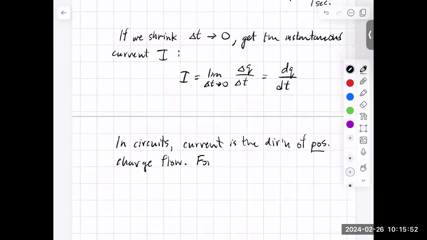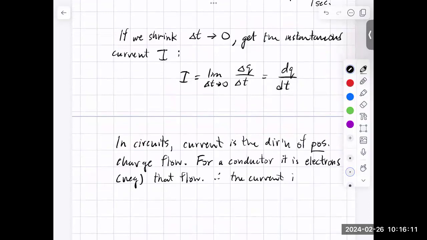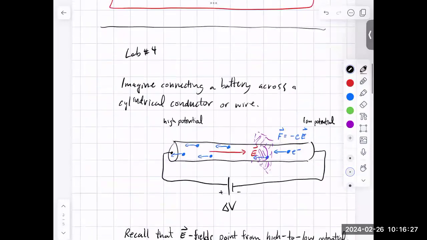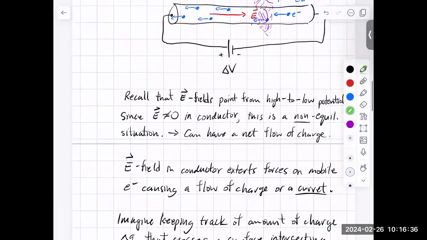Okay, so for a conductor, it is electrons, which are negative, that flow. Therefore, the current is in the opposite direction of the electron flow. So if we add current to our picture up here, we would say that the current in our circuit would be from left to right. Okay, so that's fine.